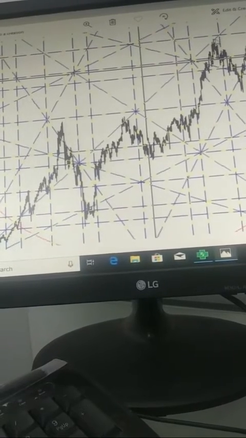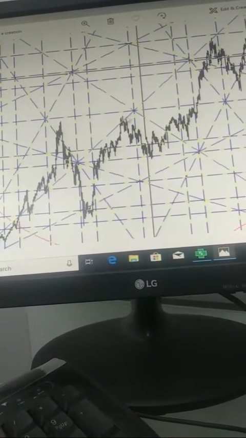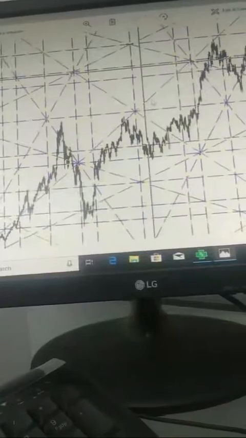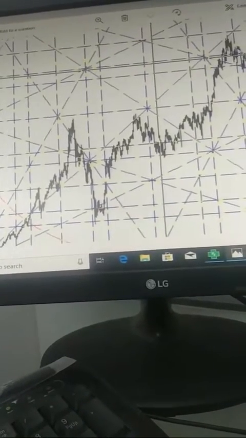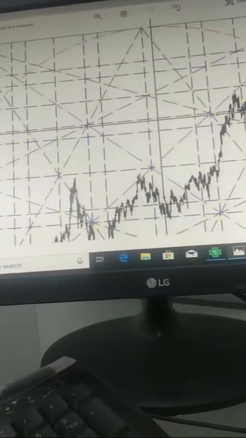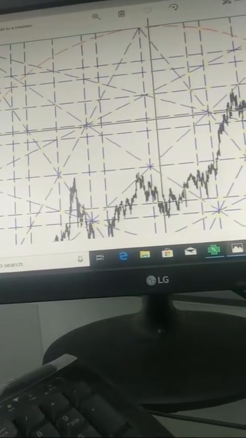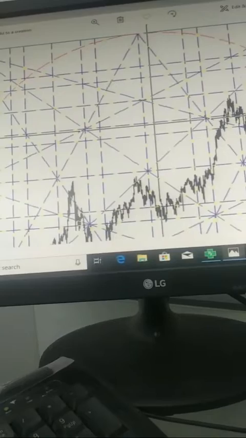The same is a resistance line over here. You can see it has not crossed this line or this line, and still we have not crossed this line. I can extend this chart.